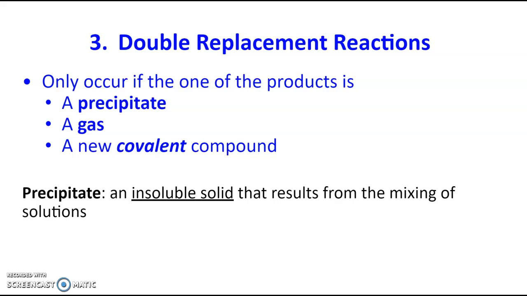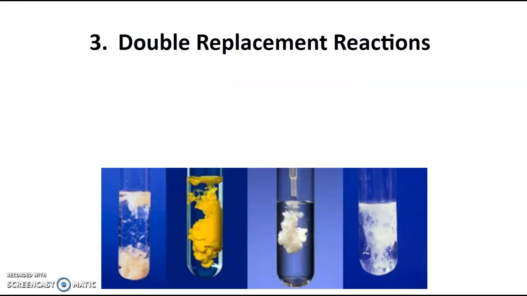So we have already talked about precipitates a lot because we've worked with them, but they're just an insoluble solid that is the result of mixing the solutions. And insoluble means it doesn't dissolve in water. So you either see some type of precipitate form, you see bubbles, that indicates that there's a chemical reaction, or a new covalent compound might form, and that sometimes is tricky to observe. And so we haven't really focused on that in class, and that's okay.